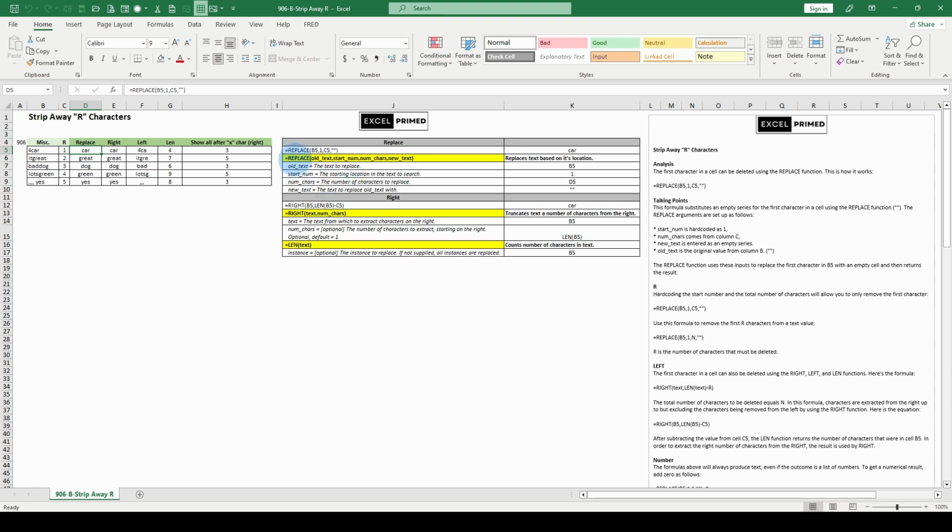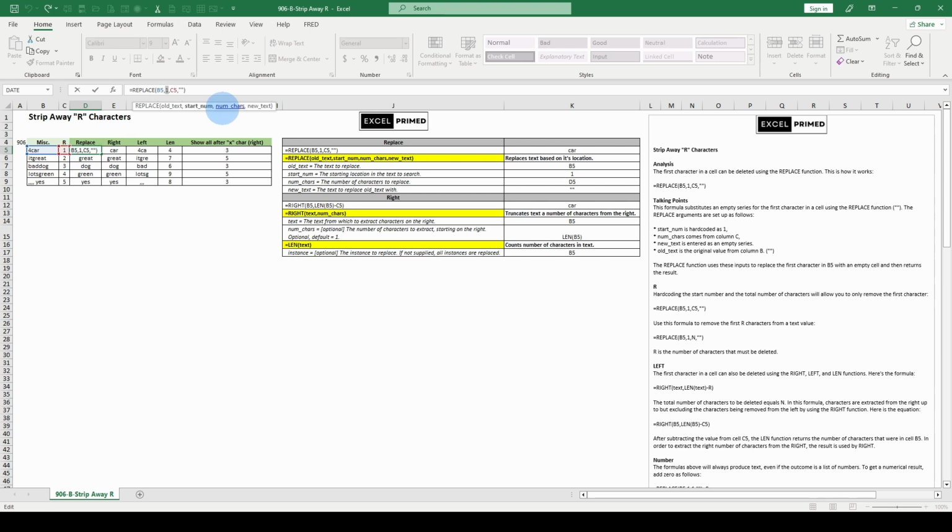Here, the syntax is replace old text, start number, number of characters, and new text. The first character we want as a blank. Isn't that what it says? Well, let's look. Replace B5, old text, B5. What's the start number? 1, right there. You notice I didn't point. This is hard-coded. We should just point to this. In other words, we should put C5 in here.